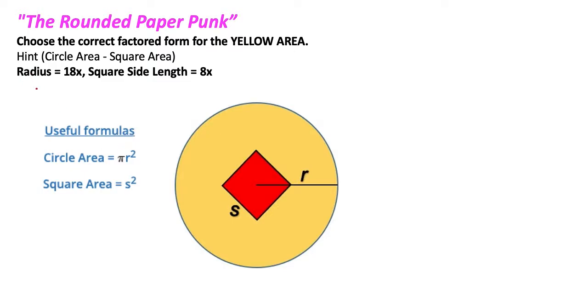We're going to use a couple formulas. The radius r is 18x, so going all the way across is 18x. And then the square side length is 8x. All right, so there you go.